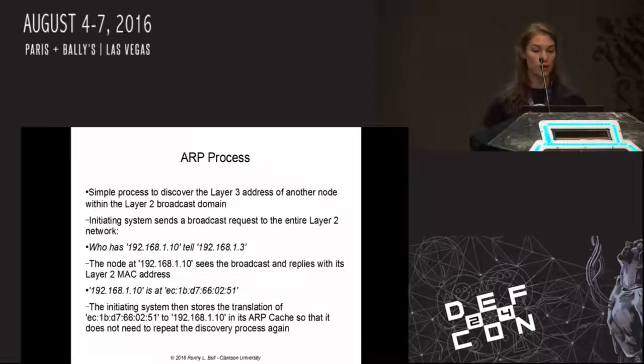The process for ARP is that an initiating system sends out a broadcast request to the entire network. It asks who has a certain IP address. A node on that network who has that IP address responds with its MAC address, and the information is stored into the ARP cache.